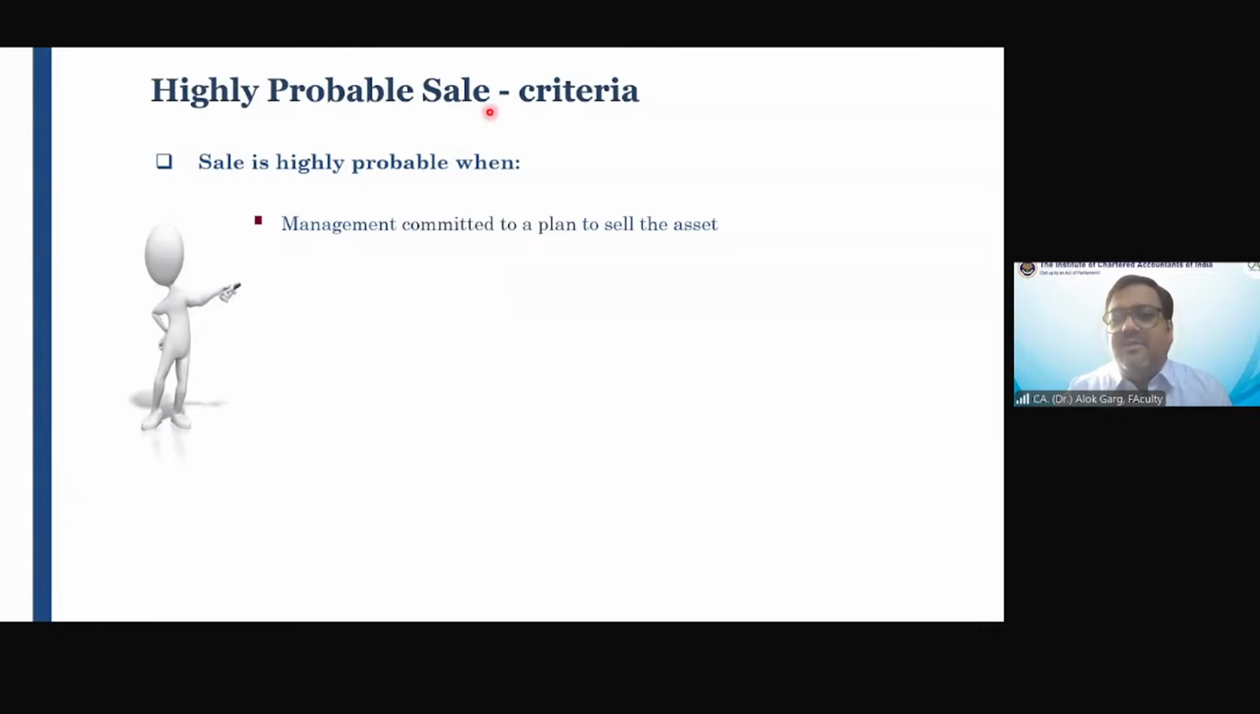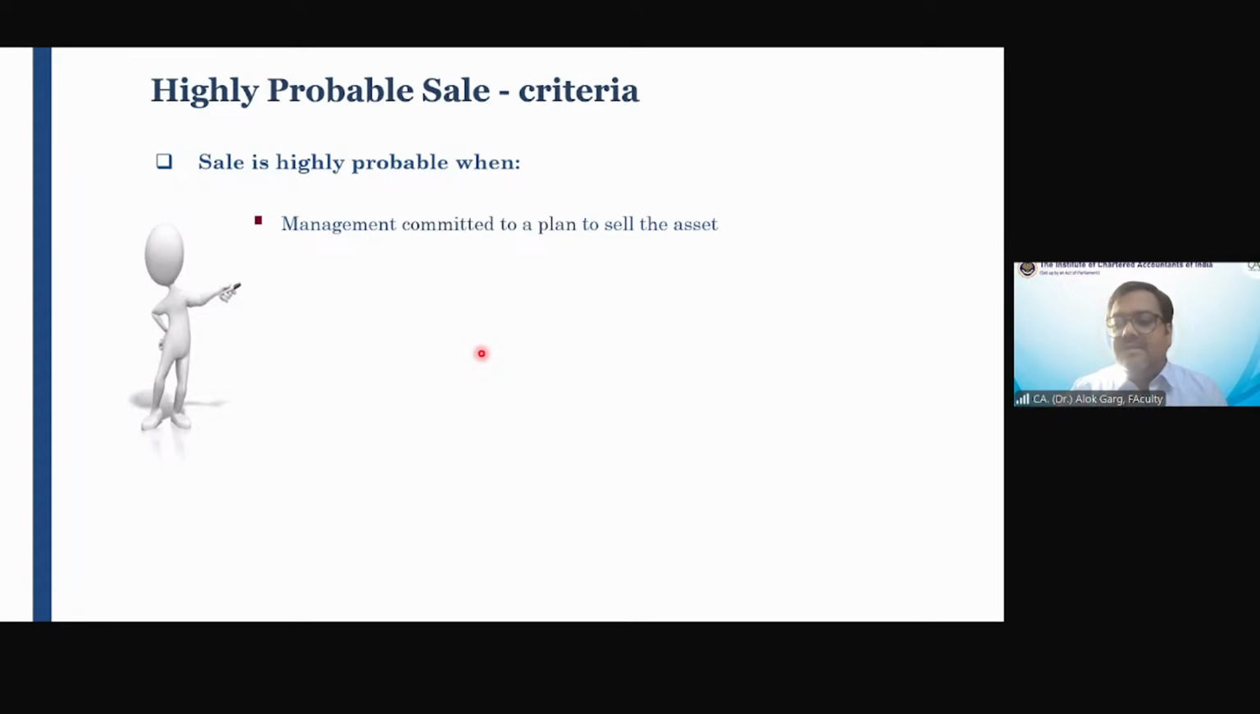So he asked the finance manager, do you have an intention and ability to sell this asset? The finance manager told, yes, Rahul, this asset belongs to us. We have the ownership of this asset. So we have the ability and we have the intent also. We want to sell this factory and we have already started moving to the new factory. Rahul said, okay. So it means the asset is available for immediate sale in present condition.